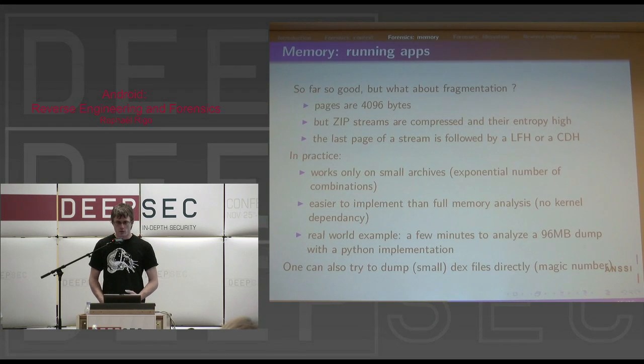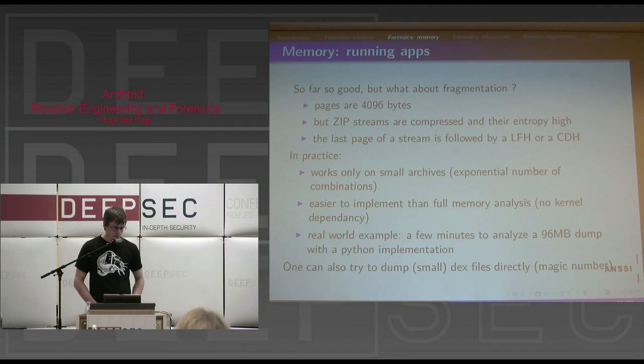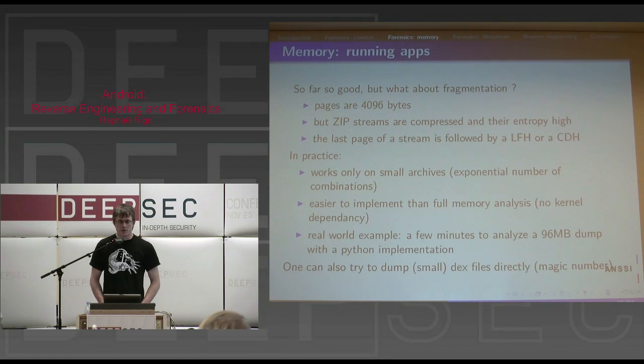So you can try to rebuild the zip file because the zip streams are compressed and the entropy is really high. So you can filter out all the pages which have a low entropy as non-zip data. And once you filter this, you know that you have a local file header and you can have some properties which make it pretty easy to actually rebuild a zip file. And in practice, it works pretty well on small archives, not on bigger archives, because there is an exponential number of combinations of pages once the zip file gets too big. You have too many possibilities to try to rebuild.